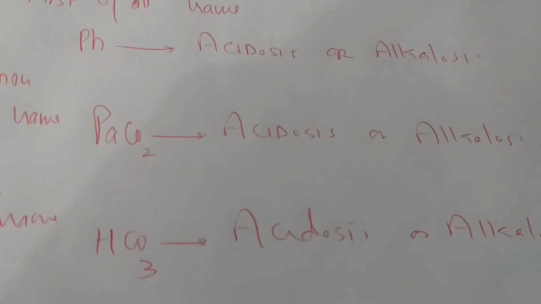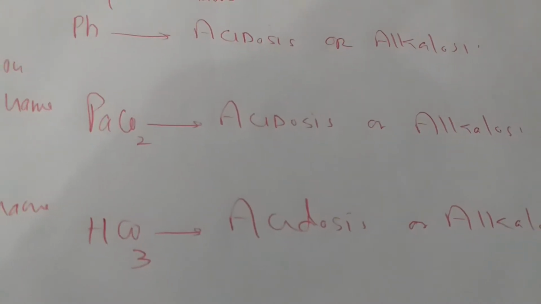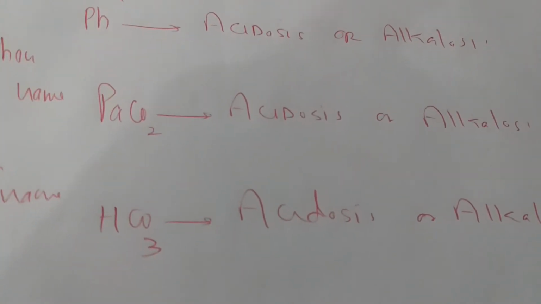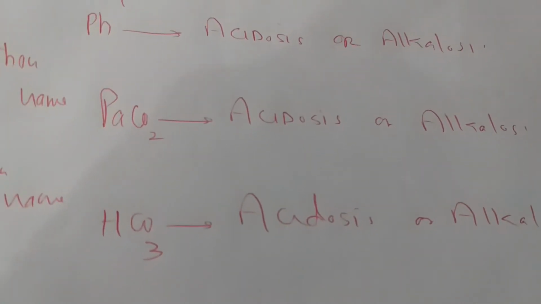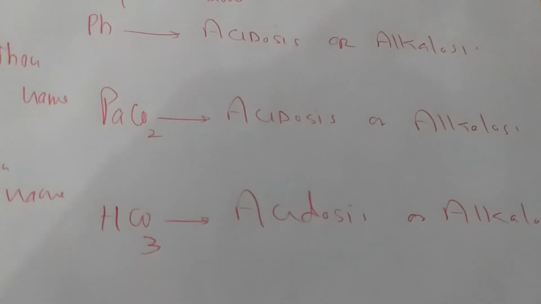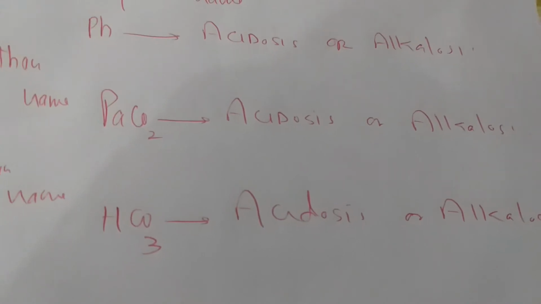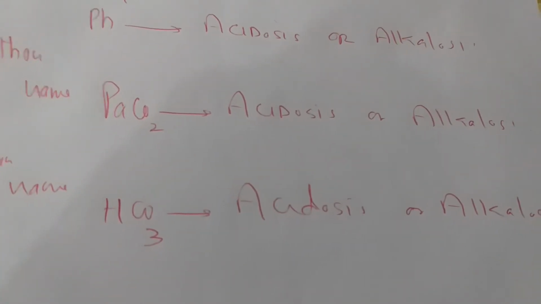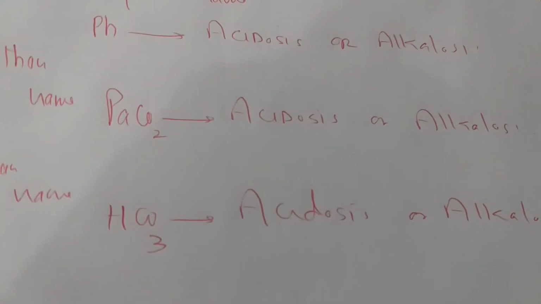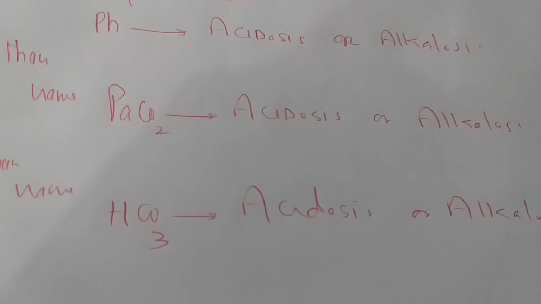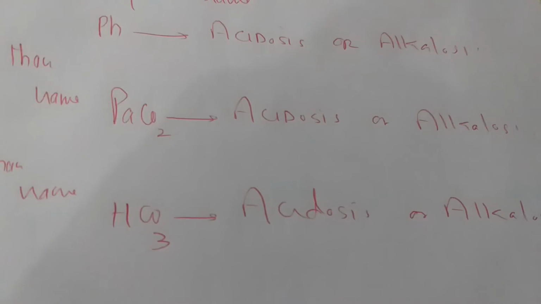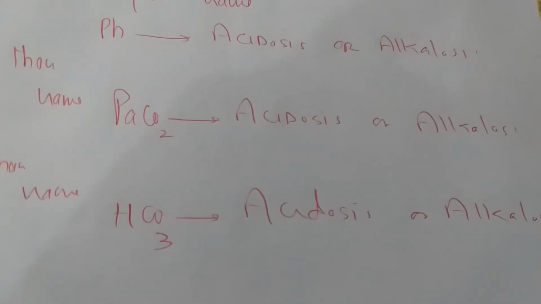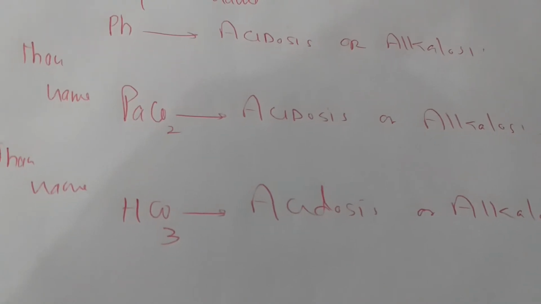In ABGs, what interesting thing happens is that when one component is causing the problem in the pH, the other component would try to move in the opposite direction to negate that change in the pH. For example, if the body is retaining carbon dioxide, the partial pressure of carbon dioxide going more than 45, then it would be affecting the pH of the body in a way that the pH would be dropping less than 7.35. How?